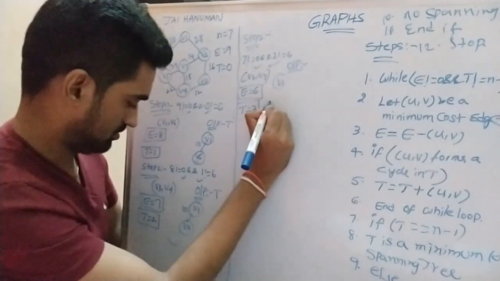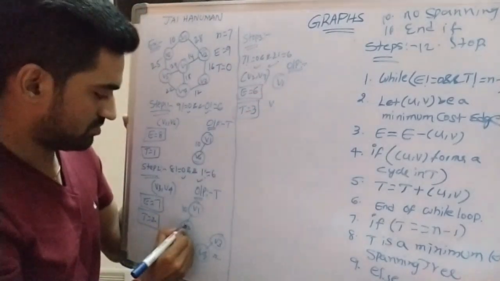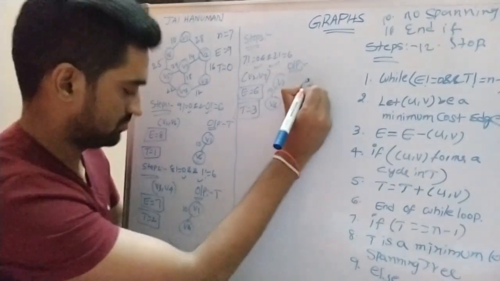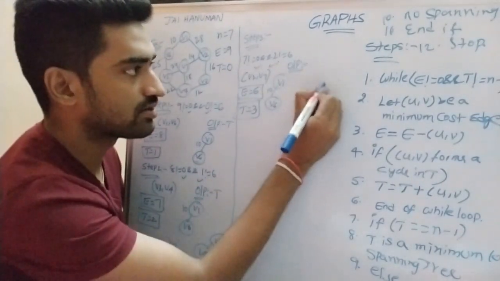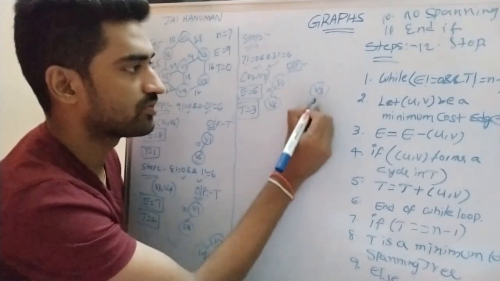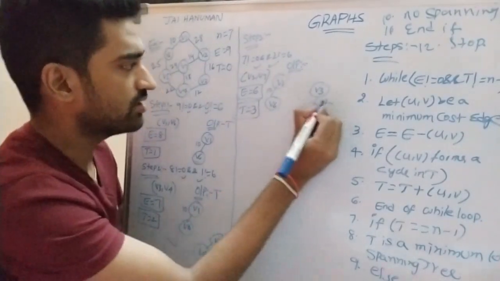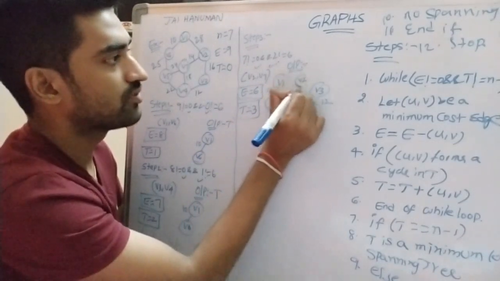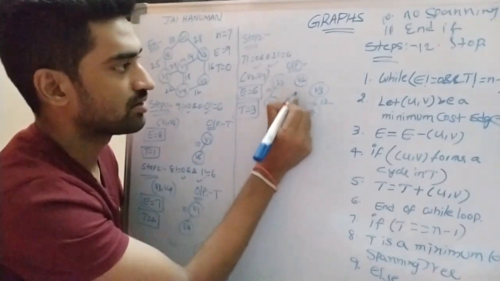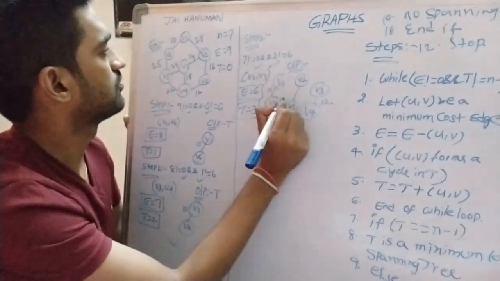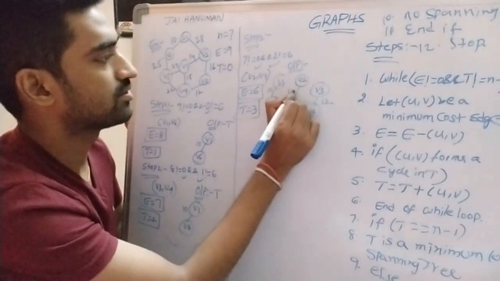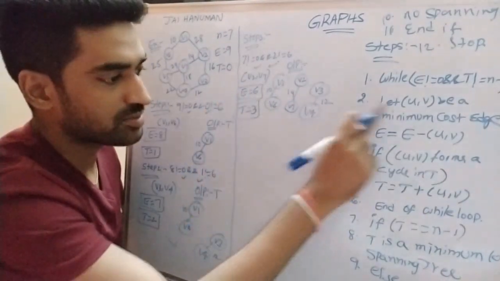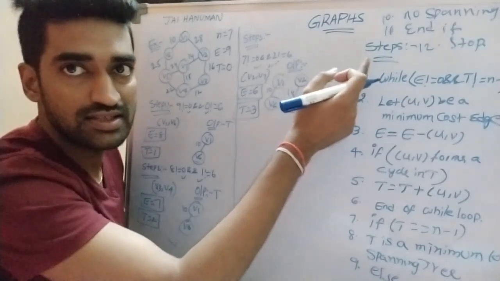V1, V6, 10, V3, V4, 12. We are choosing V2, V7, that is 14. V2, V7 is 14. Right? So once the entire process has been completed, again we are checking the same loop now.